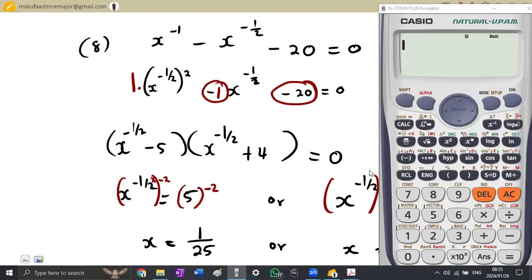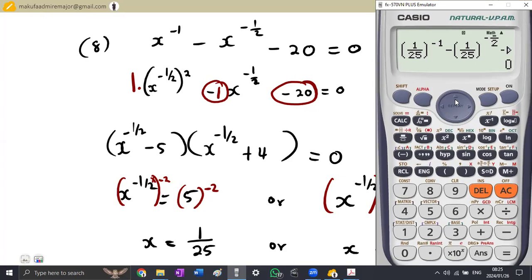So let us just test our solutions in this case. The first one was 1 over 25. So that's 1 over 25 to the exponent of -1. Then this is minus x, which is 1 over 25, everything to the exponent of -1 over 2. Then we're going to subtract a 20. In actual sense, remember, it was equal to 20. So if you do not subtract a 20, then it must give you a 20. But if you subtract a 20 like this, it must give you what? It must give you a 0. So let's see. This one, it gives us a 0 direct.